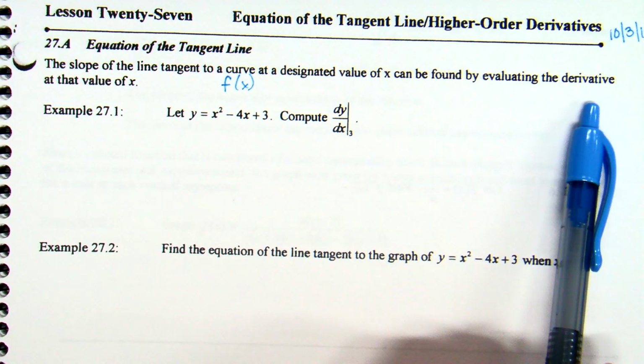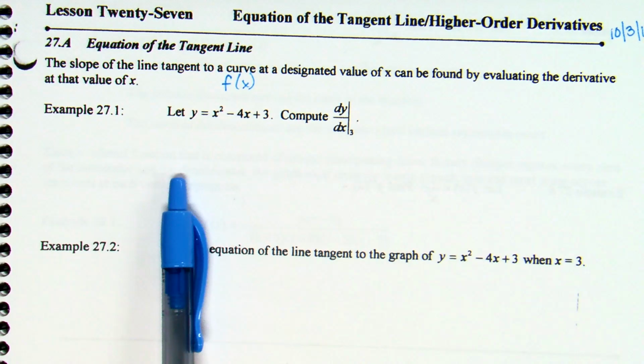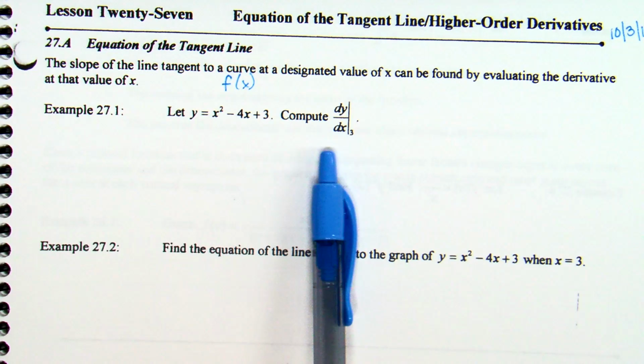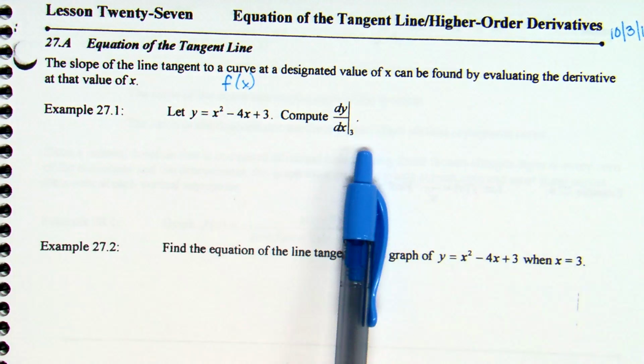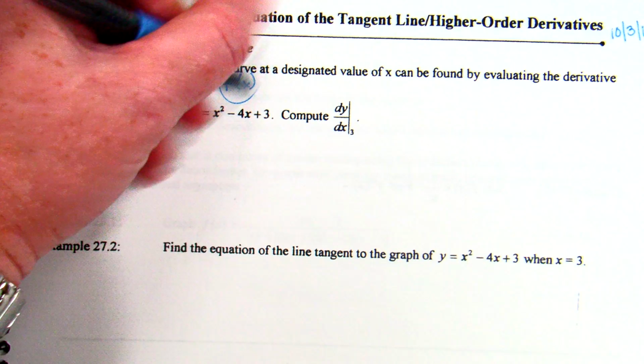Look at example 1. They give us the equation. Let y equals x squared minus 4x plus 3. Compute dy dx at 3. So y equals x squared minus 4x plus 3 is your initial function. This is my f of x.